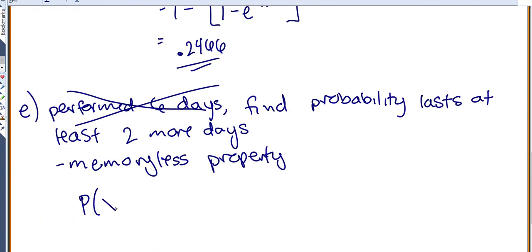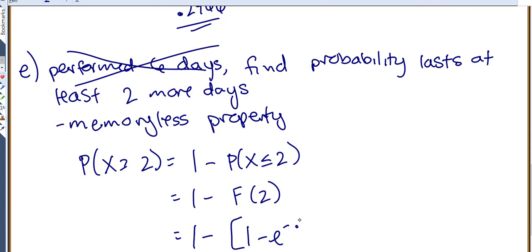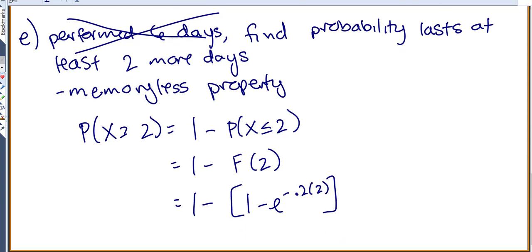So the probability that x lasts at least 2 days, we can't find the probability to the right, so we'll do 1 minus the probability that x is less than or equal to 2, because that is just going to be the CDF. So now we just have to plug 2 into our CDF. So it'll be 1 minus, again, 1 minus e to the negative 0.2 times 2, which gives me 0.6703. So 67% chance it will last at least 2 more days.